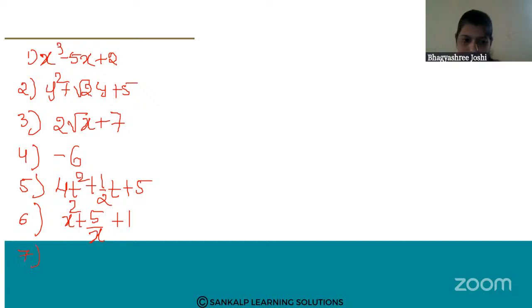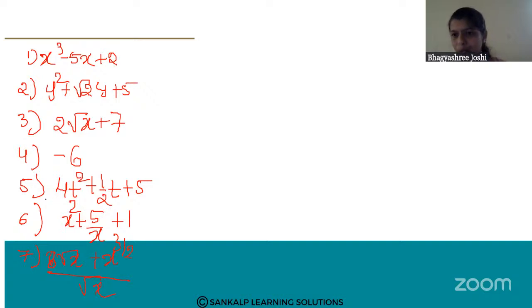And seventh one is 3 into root x plus x raised to 3 by 2 divided by root x. Yes, I will give you 1 minute. So easy. Which expressions are polynomials? Which expressions are algebraic expressions? You people have to tell me. Okay, dear children? One by one I will ask. First one, is it a polynomial?